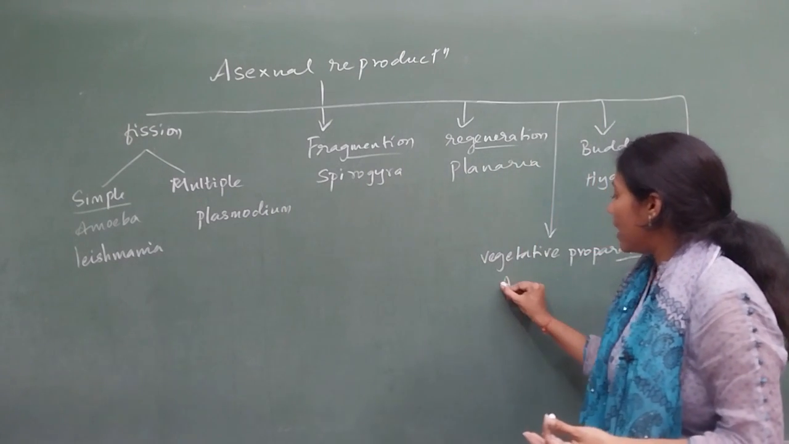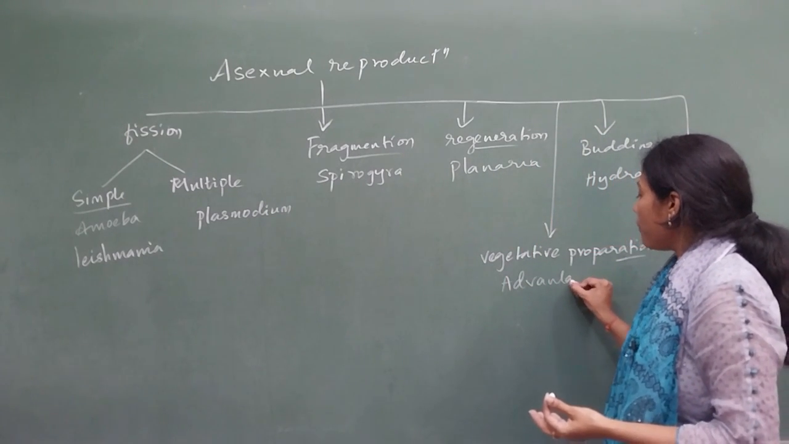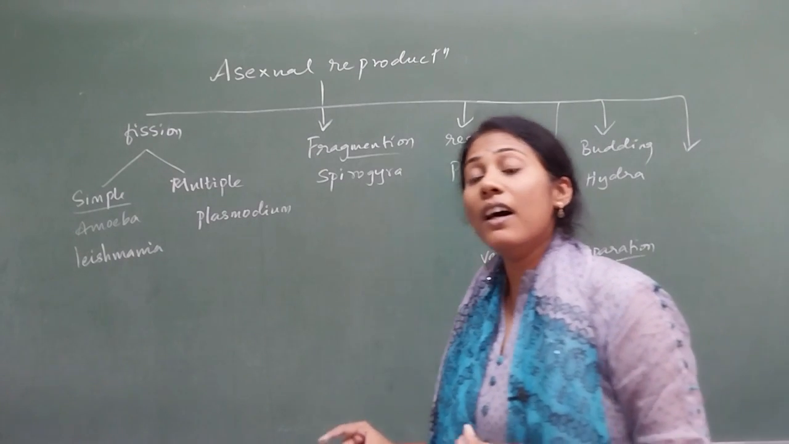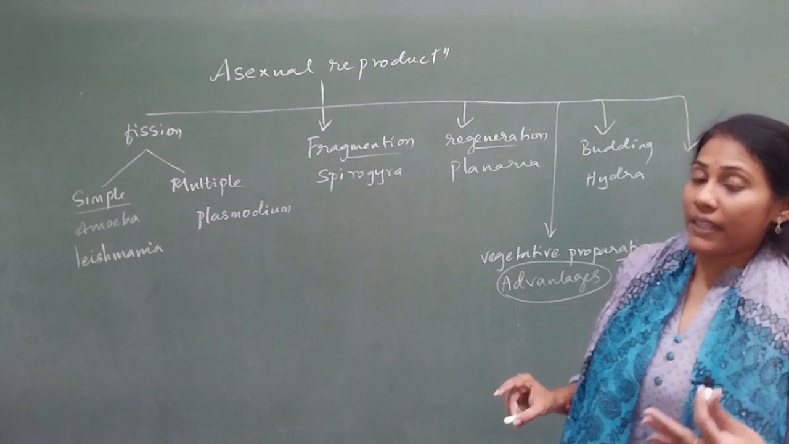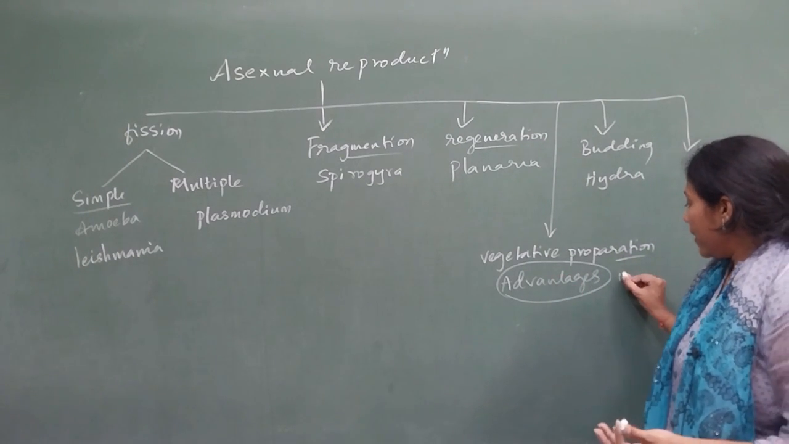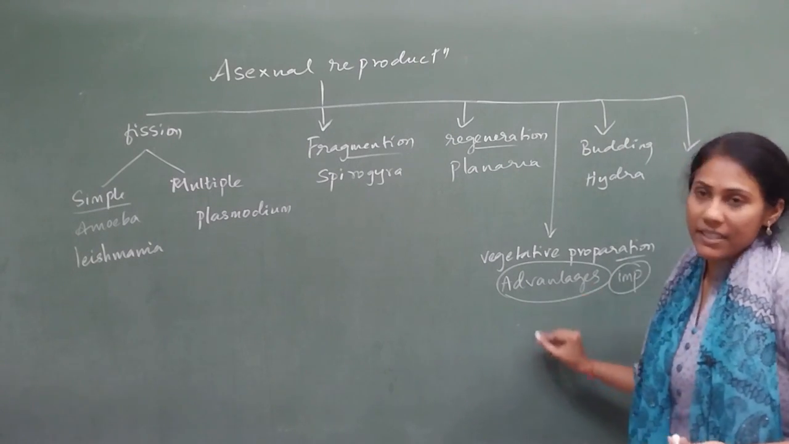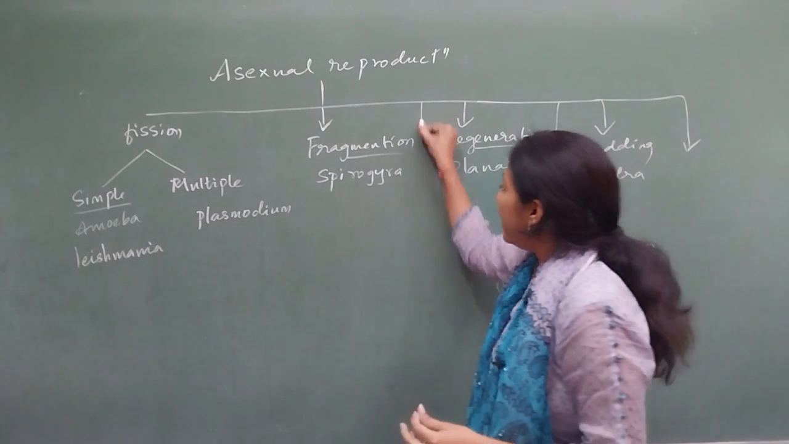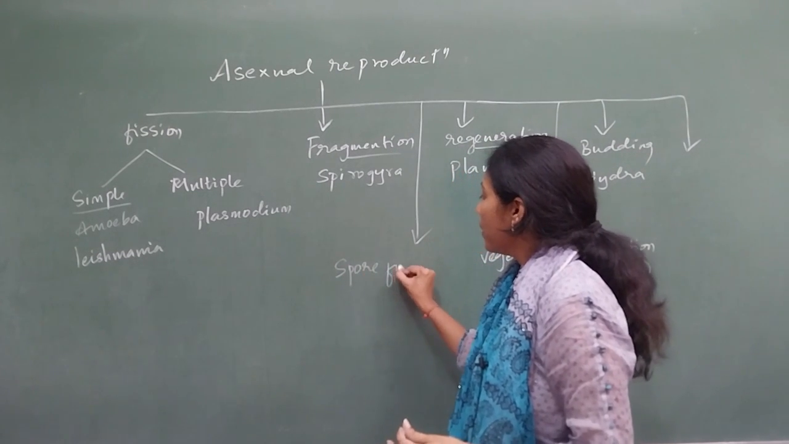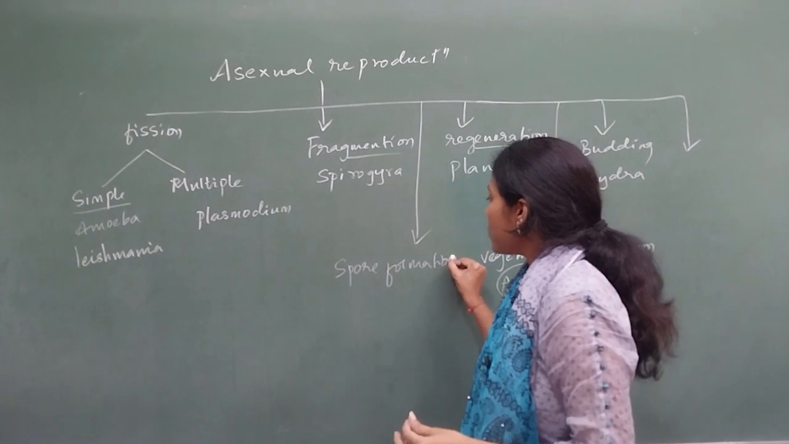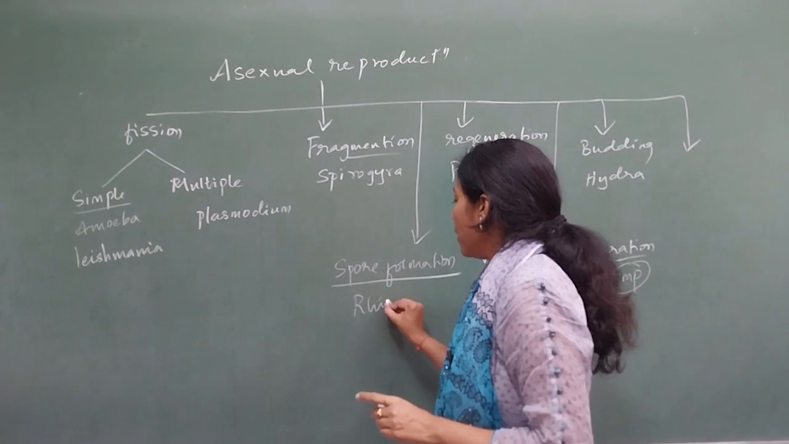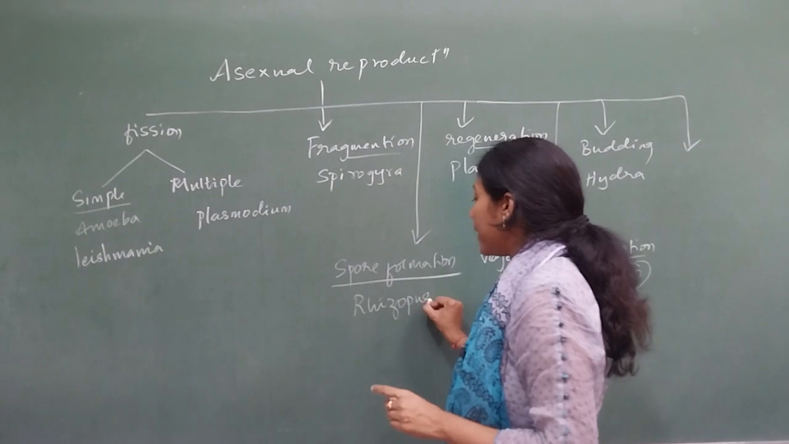And here they will ask you advantages of vegetative propagation. So advantages point by point I have explained in the state level preparatory paper video. You can just go to that video and check it out, but very important, 3 points at least you should remember. Okay, and the next asexual mode of reproduction is spore formation. So again here example is important. So what is the example you will write for spore formation? Rhizopus.